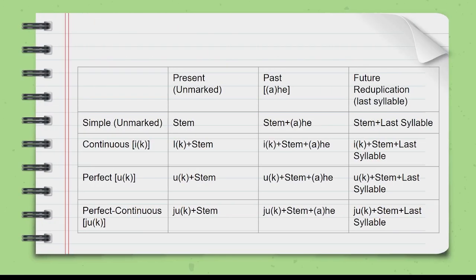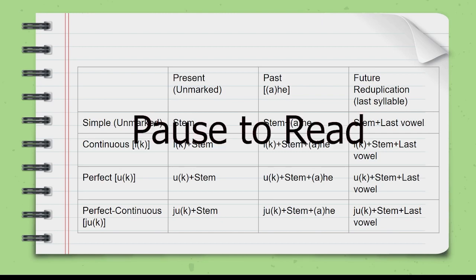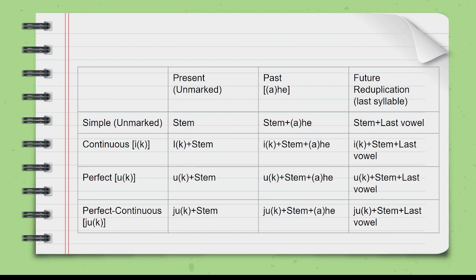Now you can see here how tense and aspect are marked. It is quite complicated. Oh, sorry, let me change that, because I updated this from being the last syllable. It was just too clunky to have the last syllable reduplicated. Alright, much better. We have it all fixed up.